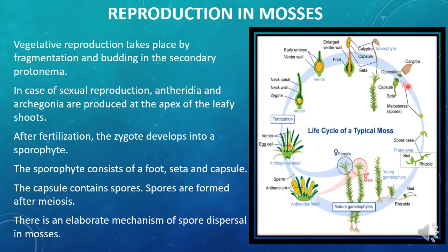There is an elaborate mechanism of spore dispersal in mosses. The mechanism includes swelling and shrinking of the capsule, and on drying it undergoes dehiscence. Dehiscence means breaking apart. The capsule breaks apart and the spores are dispersed through wind and air currents, and they germinate on reaching moist places.